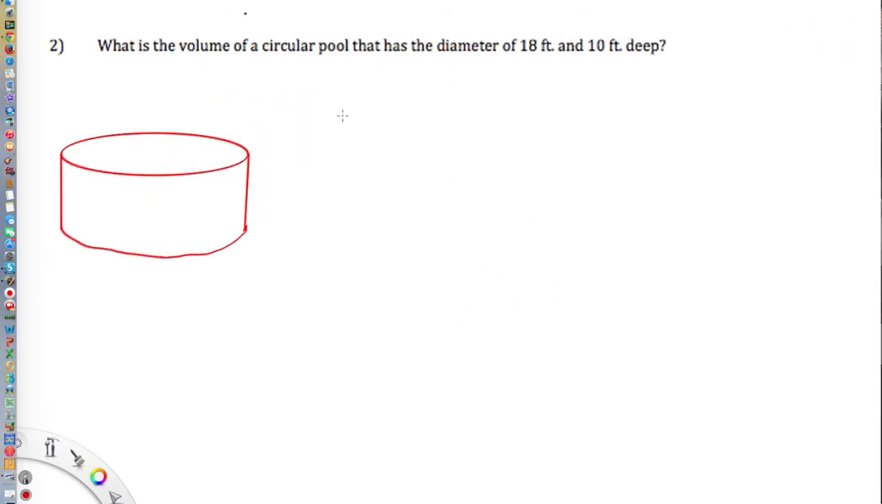Number 2 says, what is the volume of a circular pool that has the diameter of 18 feet and is 10 feet deep? Okay, so it says here that my diameter, which would be from here all the way across, is 18 feet. And then it says that the height, from here to here, or the depth of this pool, is 10 feet deep. Well, I need to use my volume is equal to big B times H.